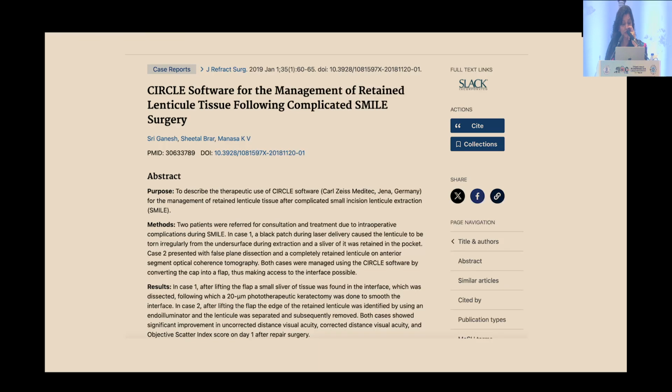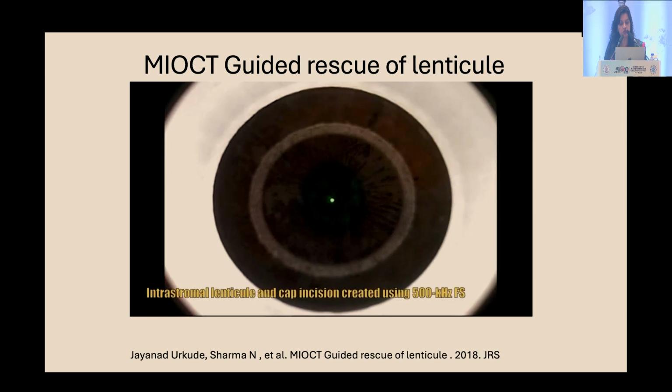Dr. Sheetal has very nicely highlighted two cases of how Circle software for management of retained lenticule tissue was used.